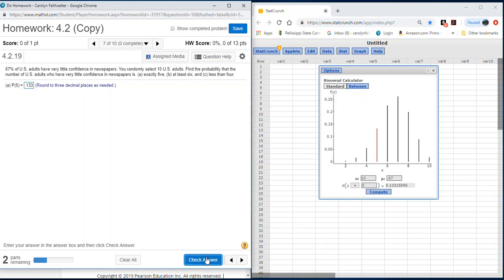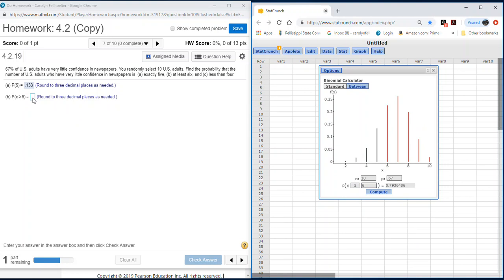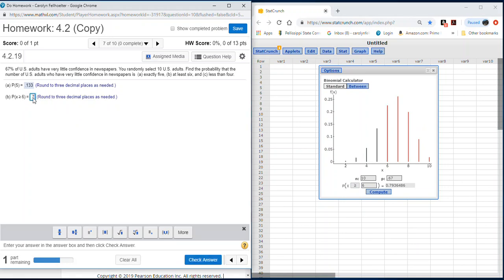And then the next part asks, what is the probability that at least 6? Now, the homework has told us that this is going to be the probability that x is greater than or equal to 6. Sometimes you have to figure that out from the wording, but this is greater than or equal to 6. So that would be at least 6. Rounding to 3 decimal places, we get 0.794.